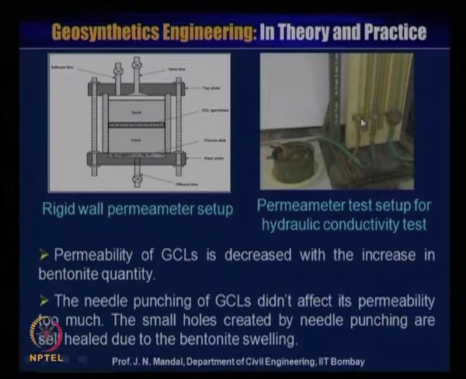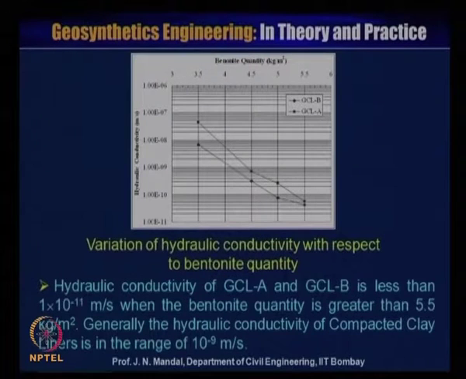So, permeability of the geosynthetic clay liner is decreased with the increase in the bentonite quantity. The needle punching of GCL did not affect its permeability too much. These small holes created by the needle punching are self-healed due to the bentonite swelling. So, this figure shows the variation of hydraulic conductivity with respect to the bentonite quantity.